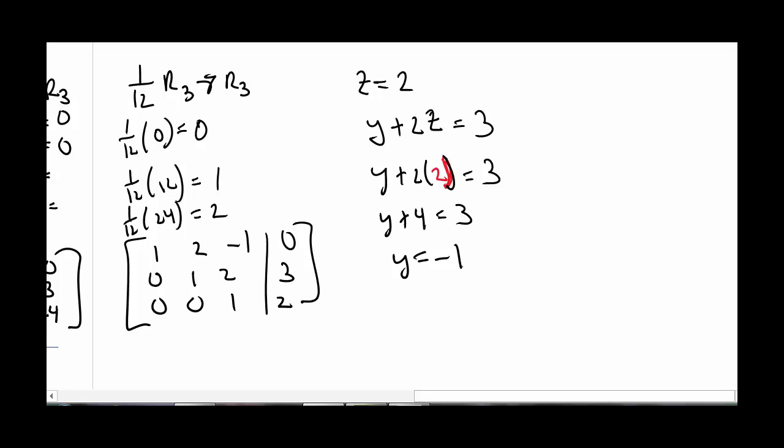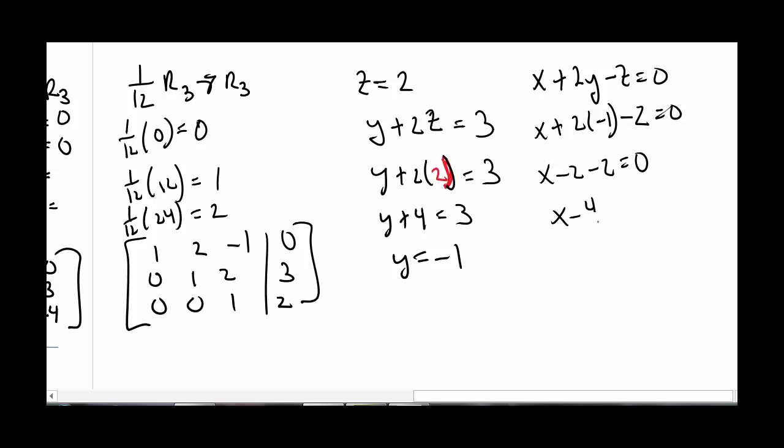And then I got that top one, the top row, that says 1, 2, -1, 0. So that's x plus 2y minus z equals 0. So x plus 2 times -1 minus 2 equals 0. What is that? -2 minus 2. So x minus 4. So x is 4. Okay, so last but not least, actually put it in its ordered pair form, and then we have an answer. So 4, -1, and 2.